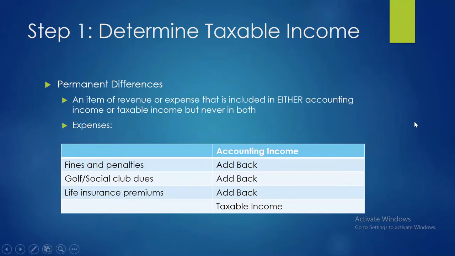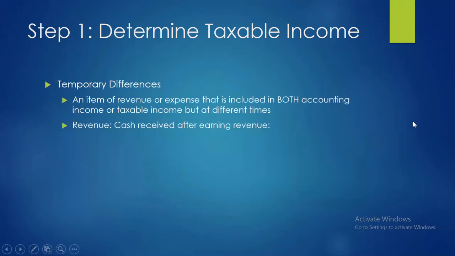Okay, so those are permanent differences. Those are a couple of examples of permanent differences. There are more examples which you can look at in the textbook, but those are the more popular examples that I've shown.